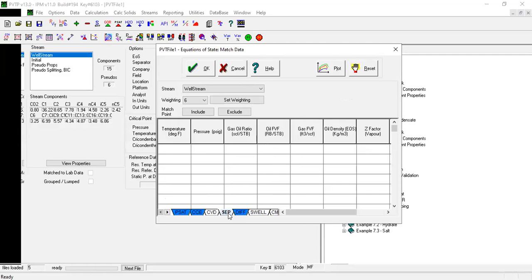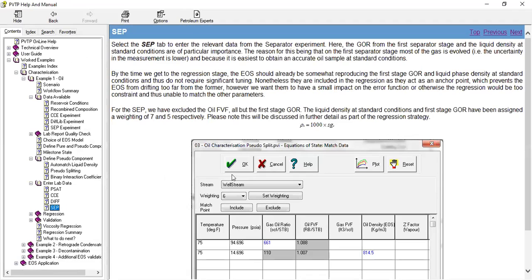Okay, lastly, the separator. We go to this one, SEP.